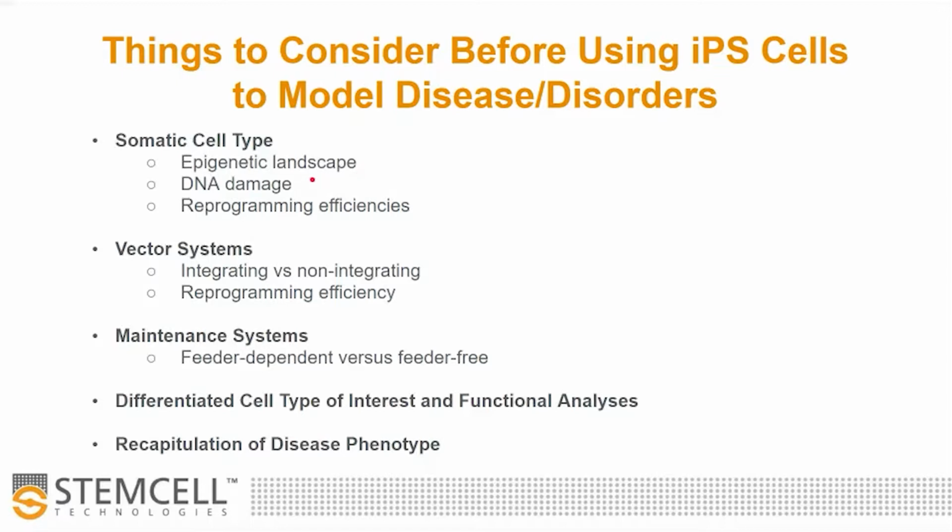Another thing to consider is, does the somatic cell that you want to reprogram have DNA damage? One example of this would be a skin cell that's exposed to UV radiation or sunlight all the time. There may be more DNA damage in those types of cells compared to other cell types. And then different somatic cells have different reprogramming efficiencies, so that's something else to consider when you're choosing a somatic cell type.